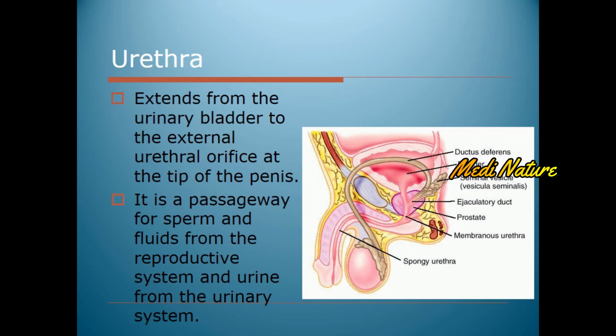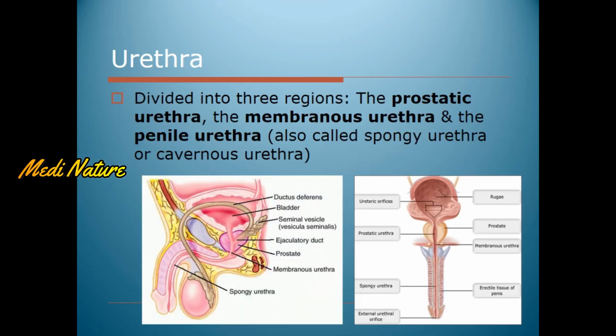The next part of the duct system is the urethra. The urethra of male reproductive system is somewhat long. It starts from the urinary bladder and it extends up to external urethral orifice or the external urethral opening, which is located at the tip of the penis. Urethra is the passage for sperms and the fluid which are produced in the reproductive system, as well as urine which is produced in urinary system.